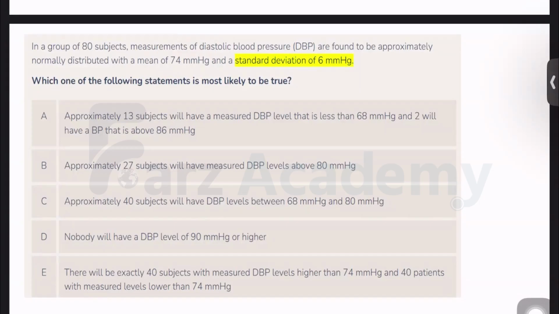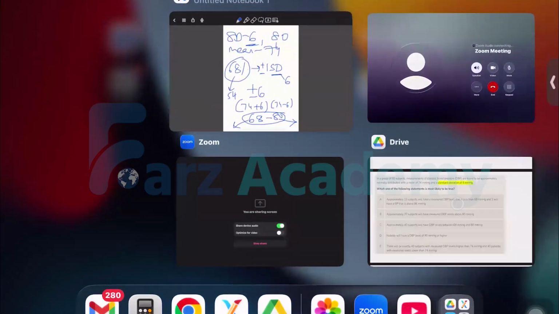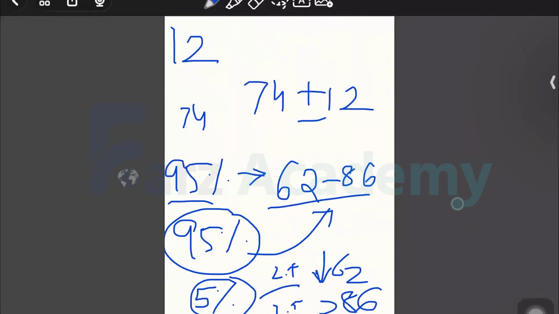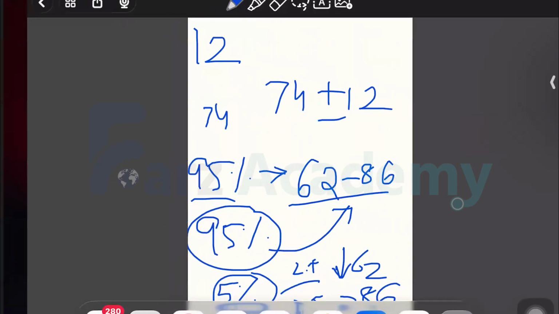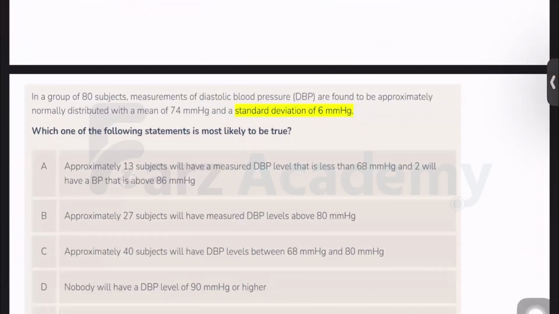So then what is the question? Answer is approximately 13 subjects will have a measured DBP level that is less than 68 and 2 will have a DBP that is above 86. Do you understand? So here the remaining of 54 was 26. So 13 will have less than 68, 13 will have more than 80. Here again 2.5 will have less than 62, 2.5 will have more than 86. So if you see, the 86 and the 68 is there in option A.